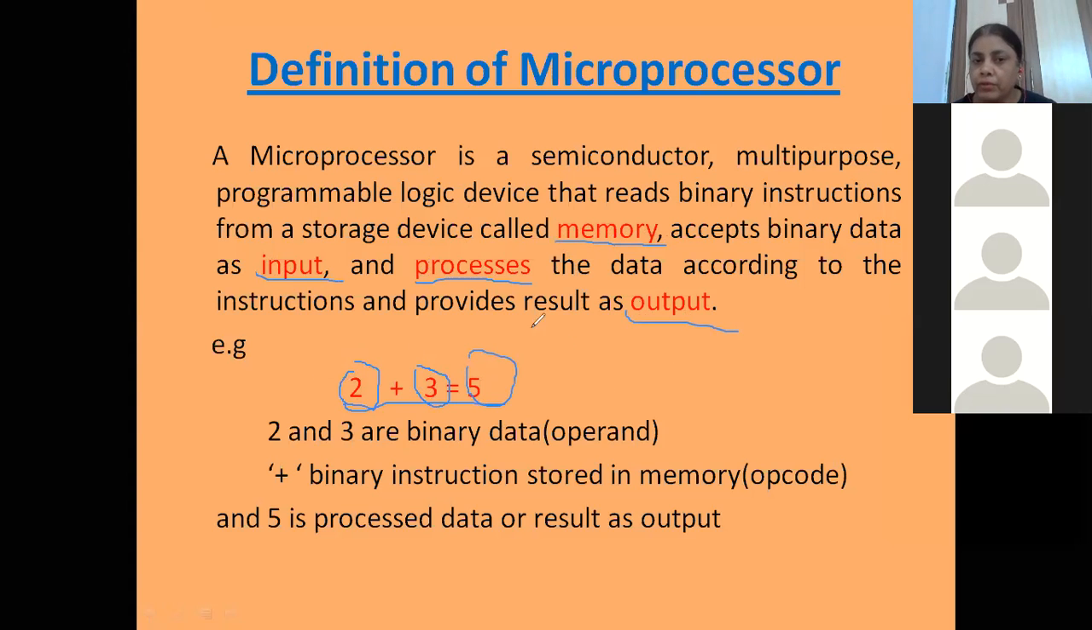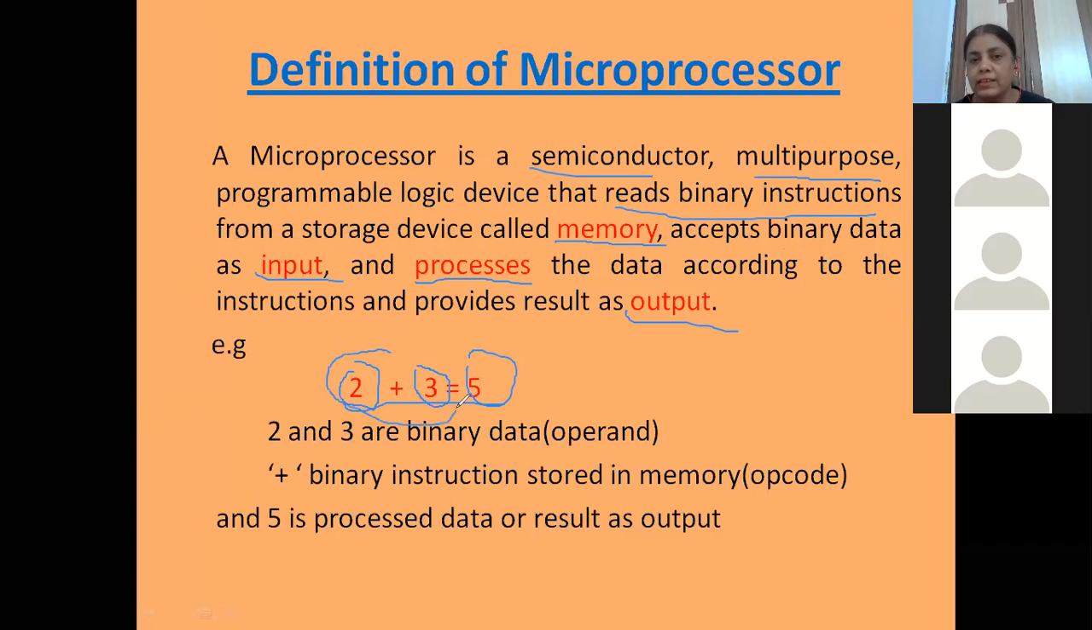So with the help of this equation, you can define a microprocessor. A microprocessor is a semiconductor multi-purpose programmable logic device that reads binary instructions, like the plus here, from a storage device called memory, and accepts binary data. What is your data? 2 and 3, but it should be in binary form. So 2 and 3 is your data which you are accepting from input.